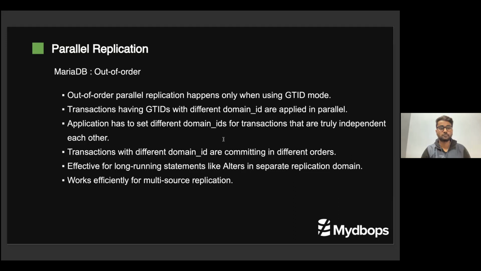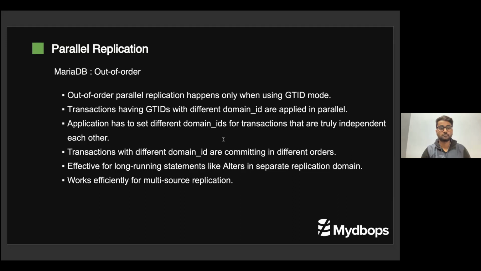And here the application has to set different domain IDs for transactions that are truly independent of each other. This means the application should also be tolerant to accepting transactions in a different order, and to setting the domain ID for the transactions. So there is an application dependency here, and transactions with different domain IDs are committed in different orders.